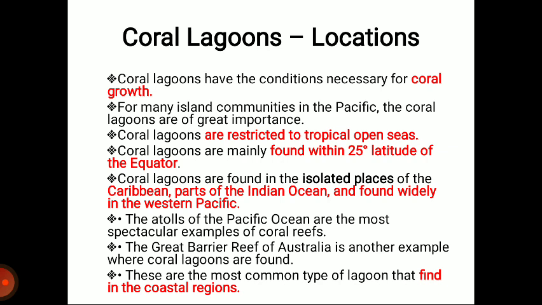Coral lagoons are found in isolated places of the Caribbean, parts of the Indian Ocean, and widely in the Western Pacific. The atolls of the Pacific Ocean are the most spectacular examples of coral reefs. The Great Barrier Reef of Australia is another example where coral lagoons are found. These are the most common type of lagoon that you find in the coastal region.